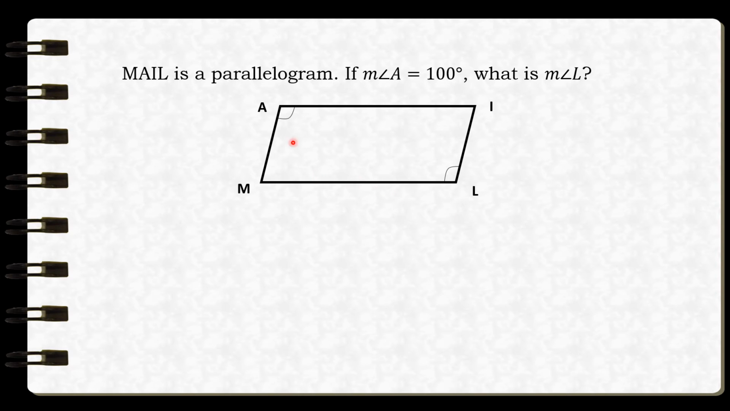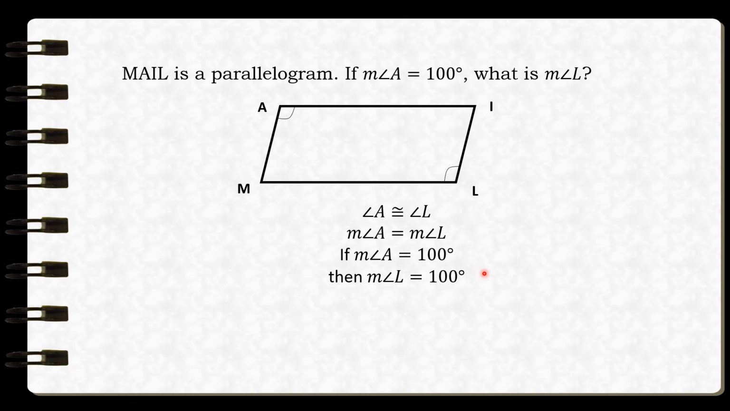And we know that angle A is congruent to angle L because they are opposite angles. So, angle A is congruent to angle L. So, their measurement should also be equal. So, substituting the measurement of angle A by 100 degrees, it means that the measurement of angle L must also be equal to 100 degrees.